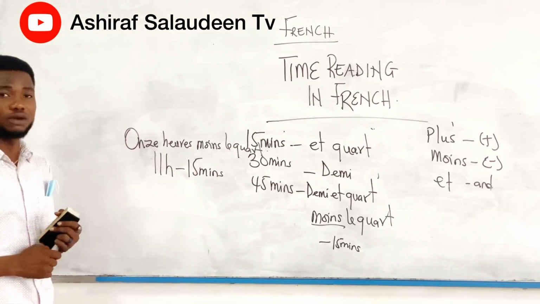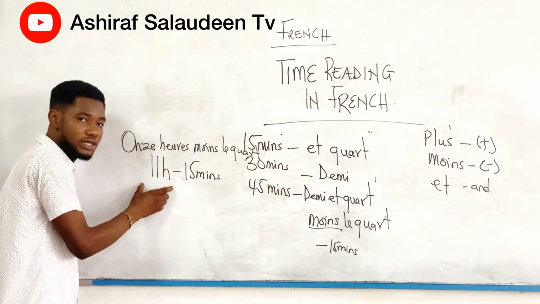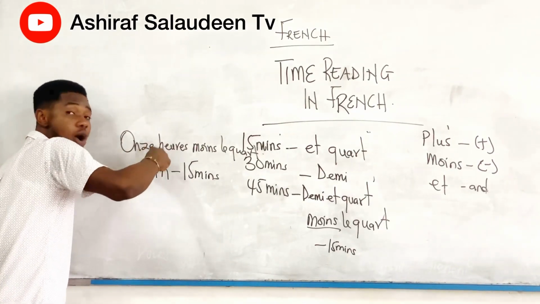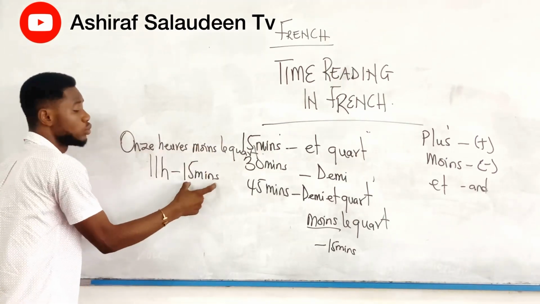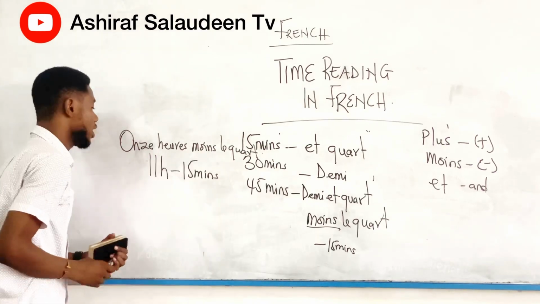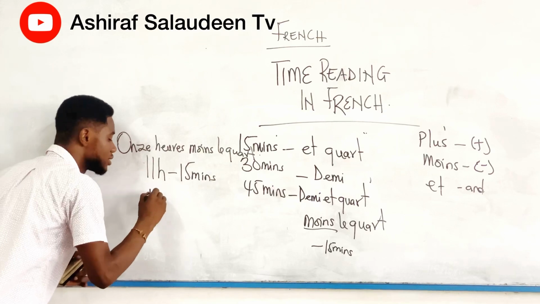So how do you do this calculation? We cannot subtract 15 minutes from 11 hours. We are supposed to take 1 hour out of the 11 hours and turn it to minutes before we subtract the 15 minutes from it. Okay, so we are going to take 1 hour from 11 hours and we'll be left with 10 hours.